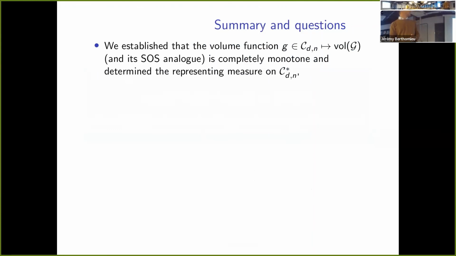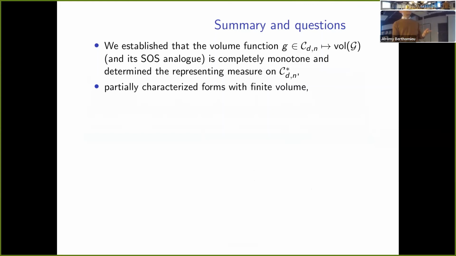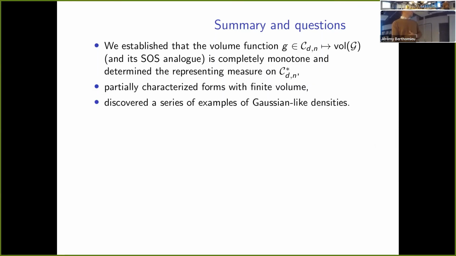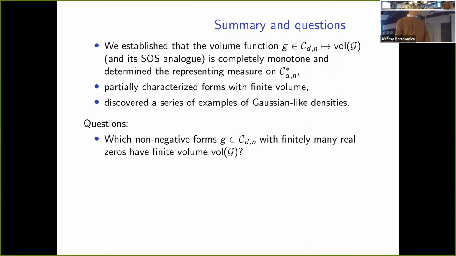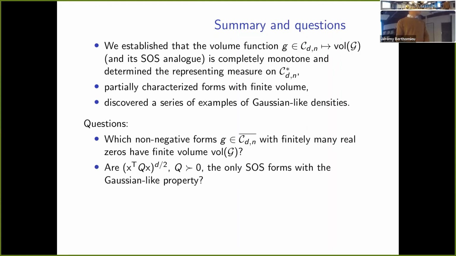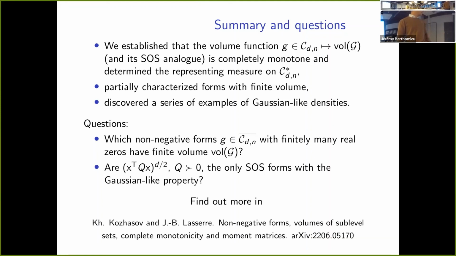Okay, in summary, I'm done with the proof ideas. What we did: we established complete monotonicity of the volume function, partially characterized forms with a finite volume, and discovered a series of examples of Gaussian-like distributions. And there are some questions that I already mentioned. One question is to characterize forms that have finite Lebesgue volume. And furthermore, to find more Gaussian-like SOS forms beyond this one. You can find out more in our preprint. And thanks a lot for your attention.